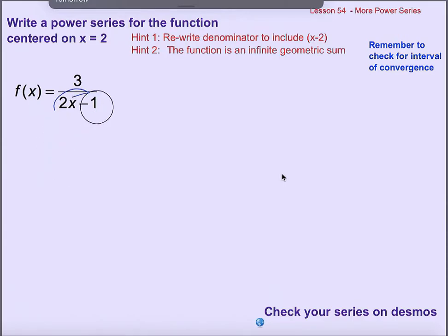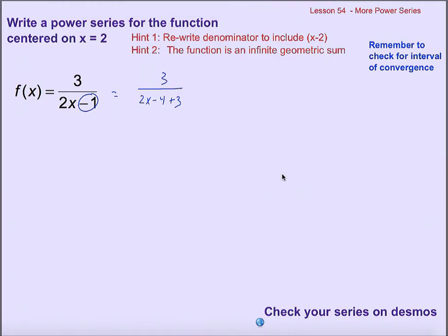Okay, well, if I want that to be 2x minus 4, what I can do is rewrite that as 2x minus 4 plus 3. You can think of this in a couple of ways. You can say, well, if I want this negative 1 to be a negative 4, I just need to subtract 3. But if I'm going to subtract 3, I have to also add 3. I can't just subtract 3 whenever I feel like it. So I need to balance that out by also adding 3.